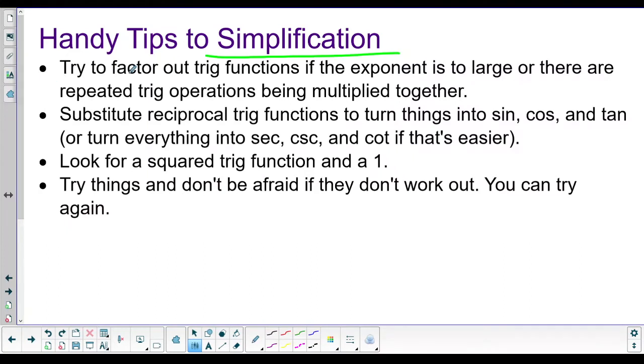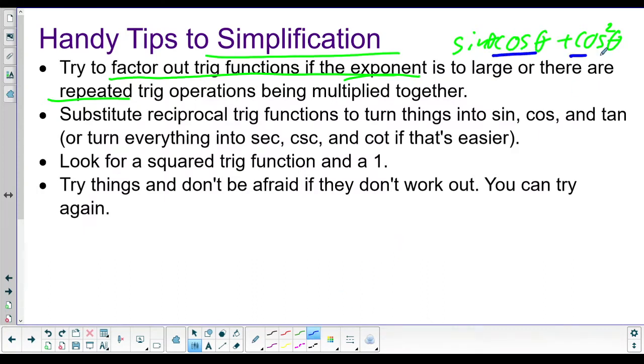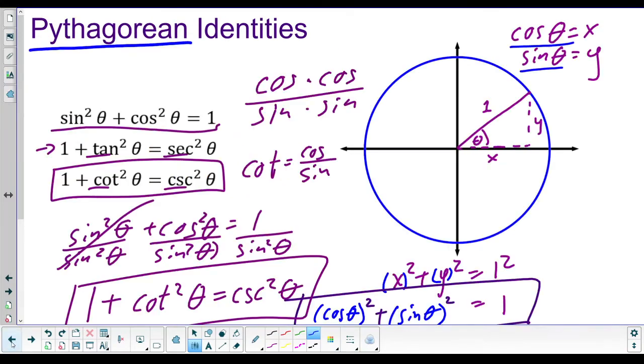So my first tip is try to factor out trig functions that have big exponents or are repeated. So if you see something like sine of theta, I'm probably going to omit a lot of these thetas, cosine of theta plus cosine theta squared. There's a cosine here and a cosine here. So just like having x, y plus y squared, you can take a y out of both of these. You can take a cosine out of both of these. And generally that will help you use one of these identities that we've looked at.